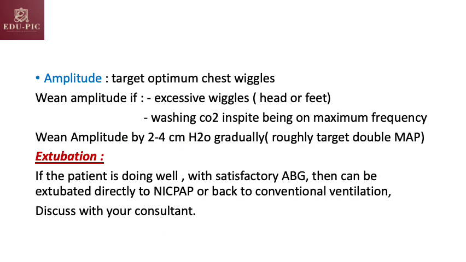For the amplitude setup, target optimum chest wiggles. Wean the amplitude if there is excessive wiggles, if you are wiggling the head or feet, or if there is washing out of the CO2 in spite of being on a maximum frequency, with amplitude by 2 to 4 centimeter water gradually; roughly you can target double the MAP. For extubation, if the patient is doing well with a satisfactory blood gas, then can be extubated directly to nasal CPAP, or you can go back to conventional ventilation. You can discuss this with your consultant.